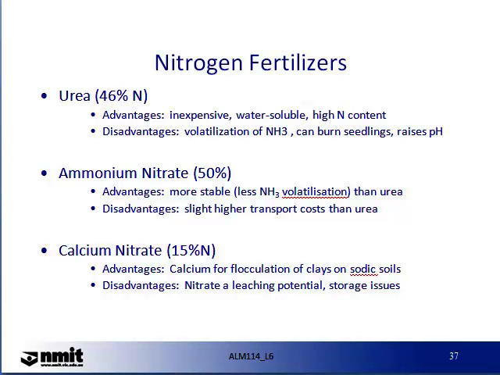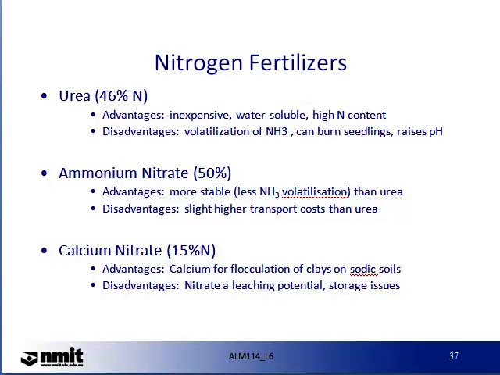Ammonium nitrate contains 50% nitrogen. It is more stable than urea. It has a slightly higher transport cost than urea. Calcium nitrate contains 15% nitrogen. It provides calcium for the flocculation of clays on sodic soils. Its disadvantages are nitrate leaching potential, and it has storage issues.